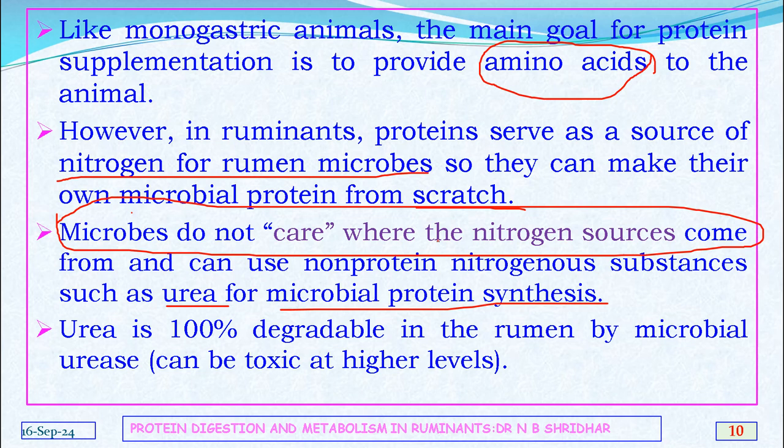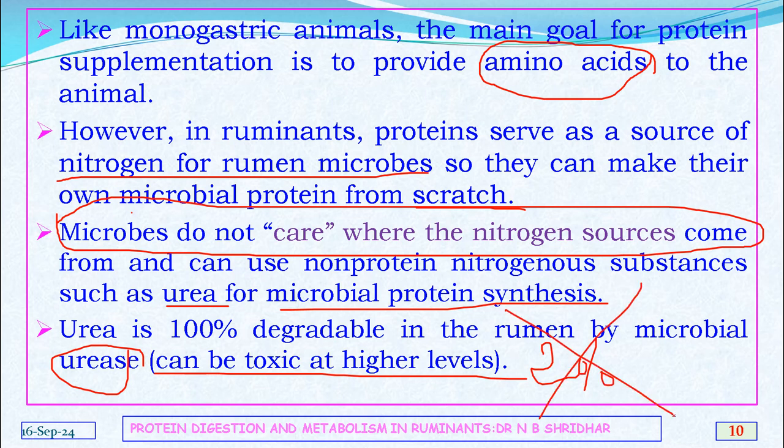This is the biggest advantage in ruminants. They can convert non-protein nitrogen into amino acids. The urea is 100% degradable in the rumen by microbial urease. Urea is converted to ammonia, but it becomes highly toxic in higher quantity. Hence, one should be very careful. It should not exceed the maximum quantity of 2%. It should never exceed that or else it becomes toxic.